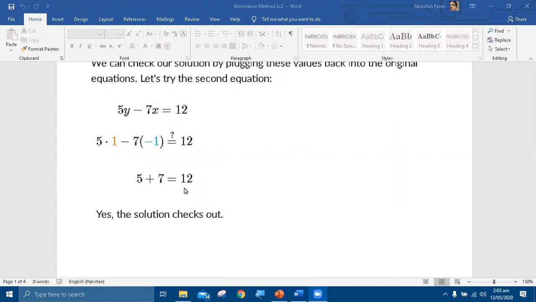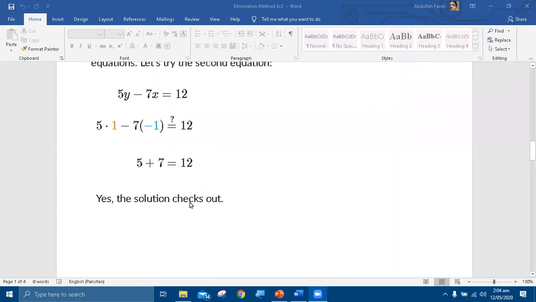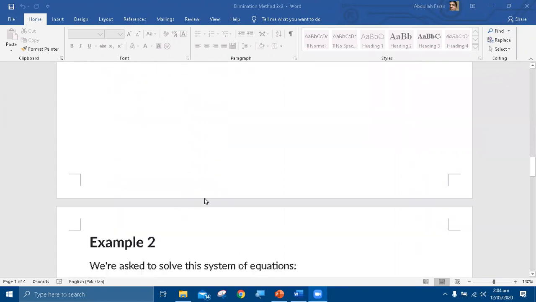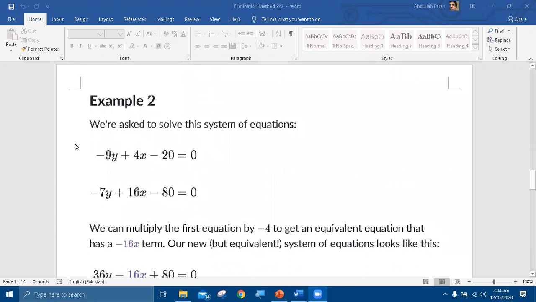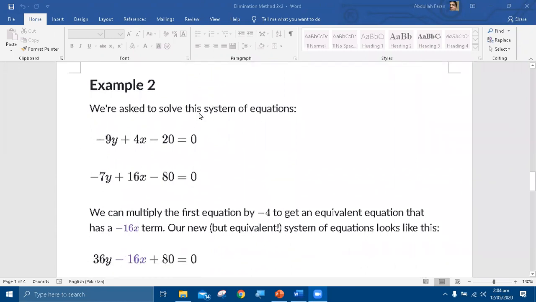But it is not always as simple as that. There can be some complications. Let's take a look at the second example. We're asked to solve this system of equations. First off, you'll notice that here I have minus 9y and here I have minus 7y. I can't add or subtract these two to give me 0y. So let's take a look at x. Here I have 4x, and here I have 16x. I can't add or subtract these two to give me 0x. So what am I supposed to do?